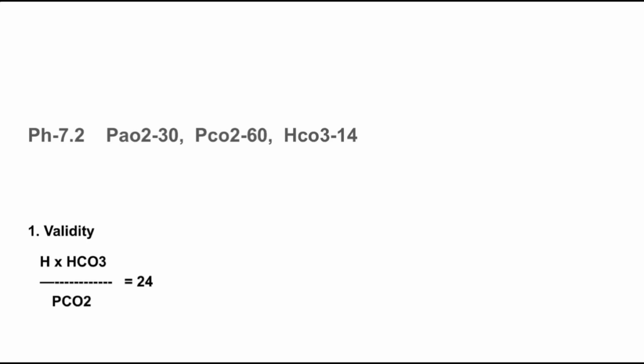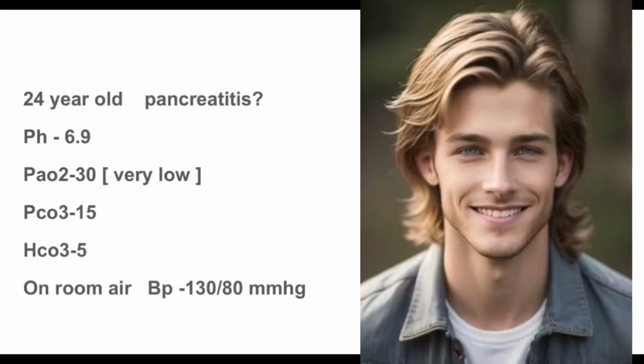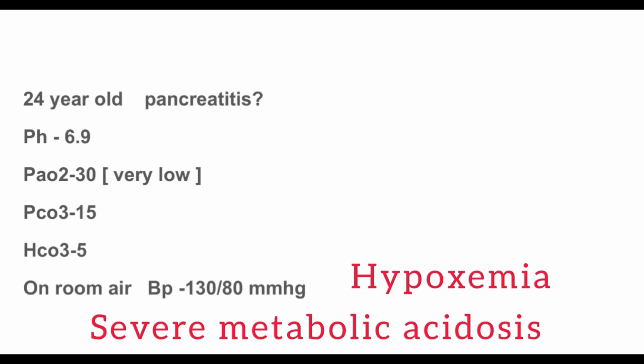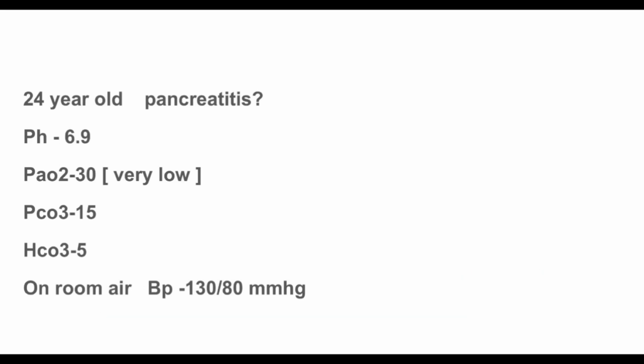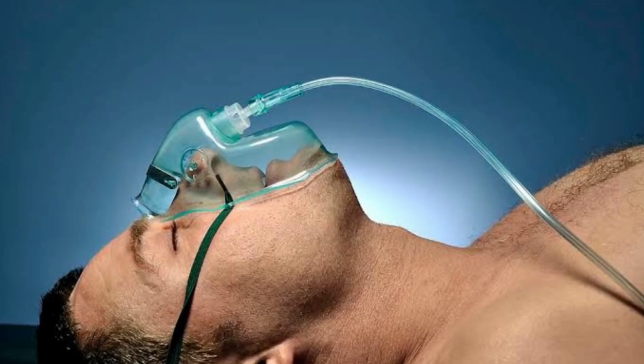Now the second heading is oxygenation and its status. See this patient admitted with pancreatitis, a 24-year-old male on room air. The ABG shows a PO2 of 30, that's very low, and a pH of 6.9 with bicarbonate of 5. So what will you correct first? Hypoxemia, or you will think about correcting severe metabolic acidosis? Definitely hypoxemia. You will start giving oxygen. So oxygenation is important to consider.